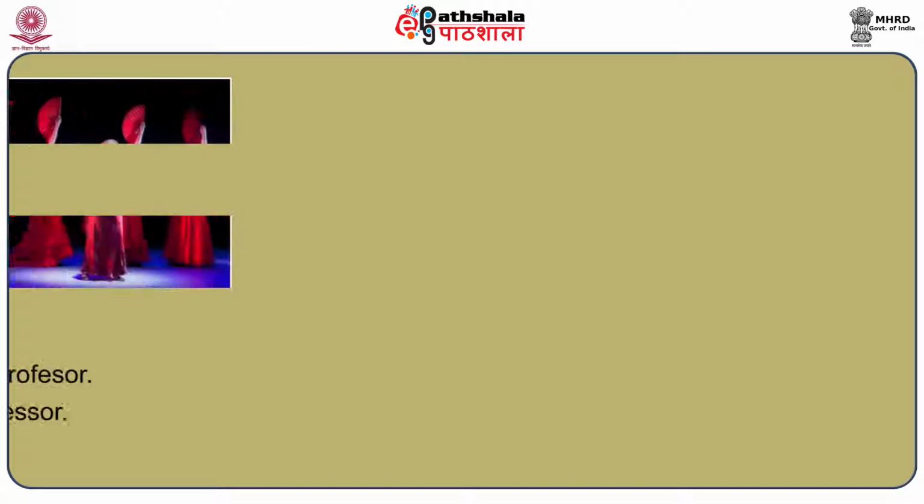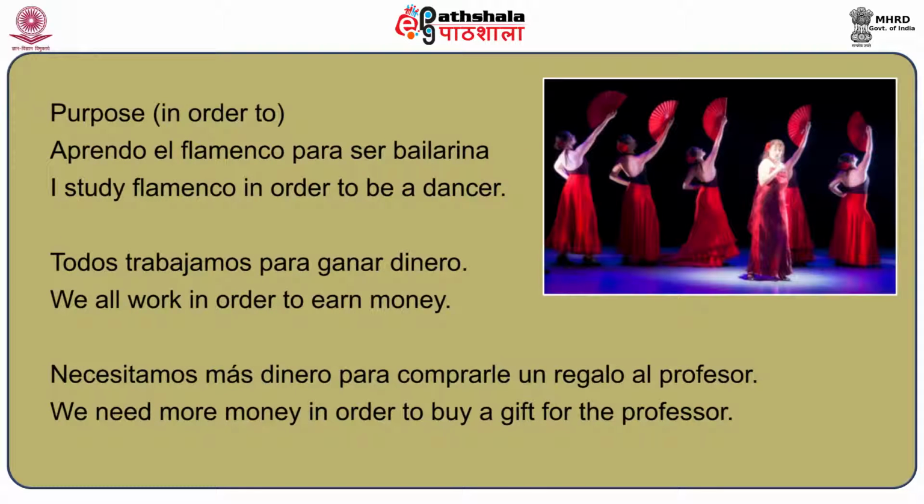Let us see some examples. Aprendo el flamenco para ser bailarina. I repeat, aprendo el flamenco para ser bailarina. In English, the sentence is, I learned flamenco in order to be a dancer.